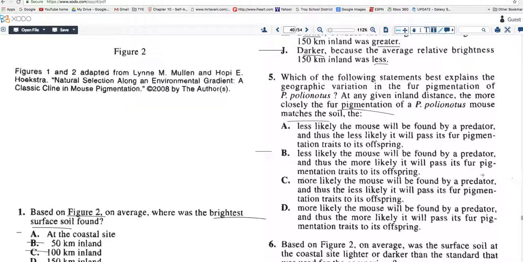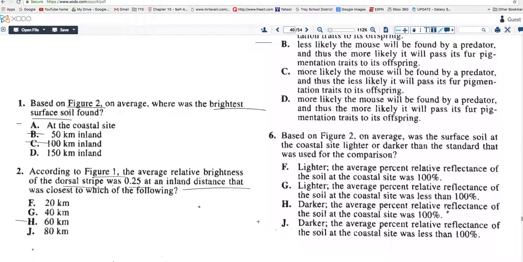All right, so if it blends in, it's going to be less likely to be found. And then natural selection says that the favorable traits get passed down. Okay, which this would be a favorable trait, which is going to be passed down. All right, 6. Who wants to do it?